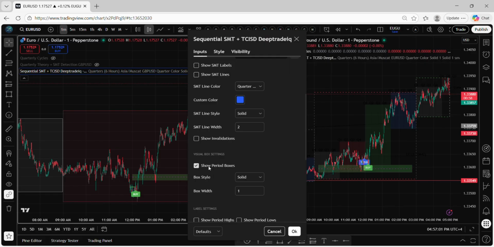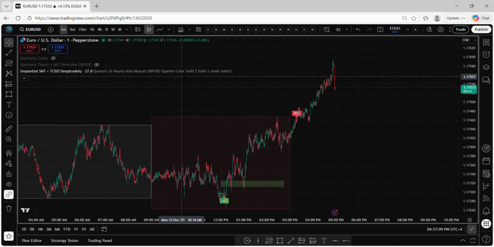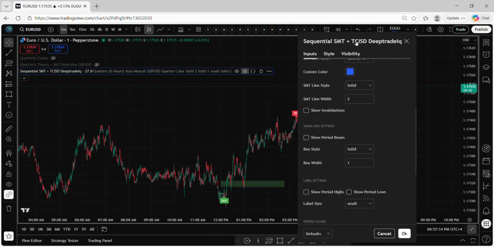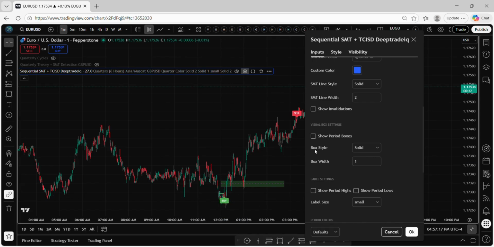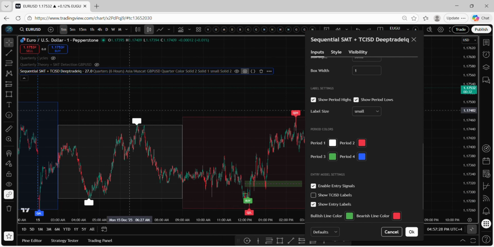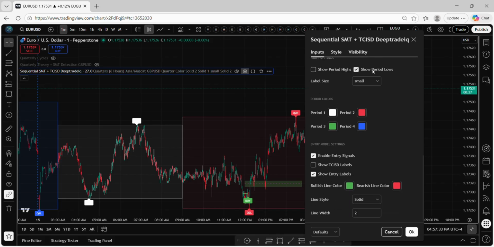Okay, now moving to period boxes, you can check or uncheck these boxes. If you don't want them, you can uncheck them, but it will not affect our analysis. You see, our analysis still remains there. It's just for visual. You can check or uncheck period highs and lows. So these are the quarter high and quarter low labels. You can uncheck or check, it's up to you. I prefer to uncheck because I'm quite sure about my indicator.